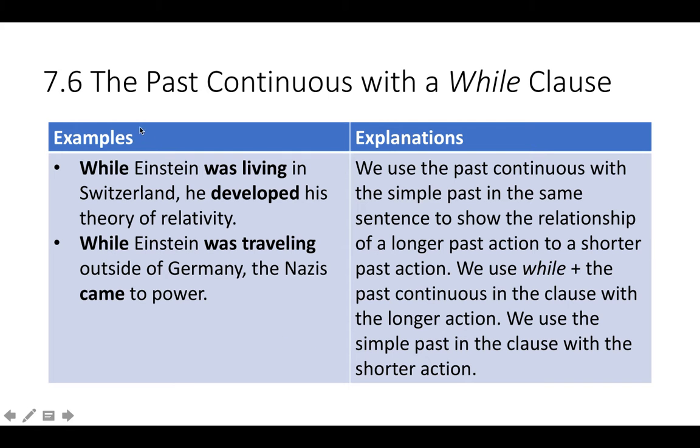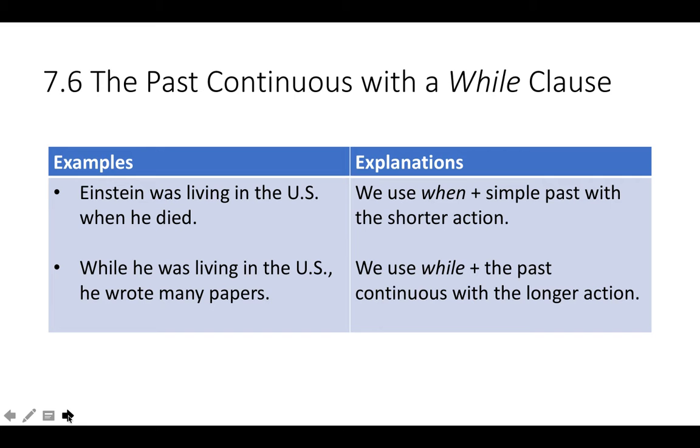So in this sentence, while Einstein was living in Switzerland, this was a longer action than he developed his theory of relativity. Maybe this took 5 or 6 years, and maybe this only took a shorter time, 2 or 3 years. While Einstein was traveling outside of Germany, the Nazis came to power. The was traveling took a longer time than the Nazis came to power. Okay. The past continuous with a while clause.